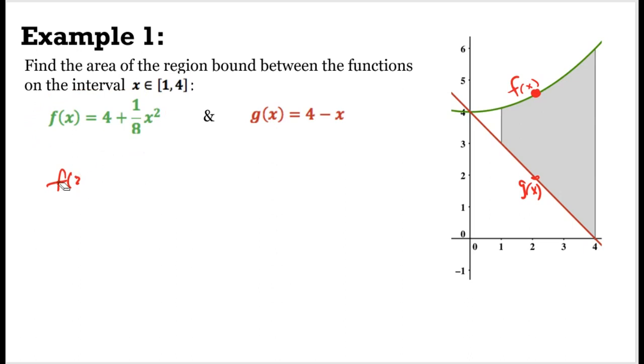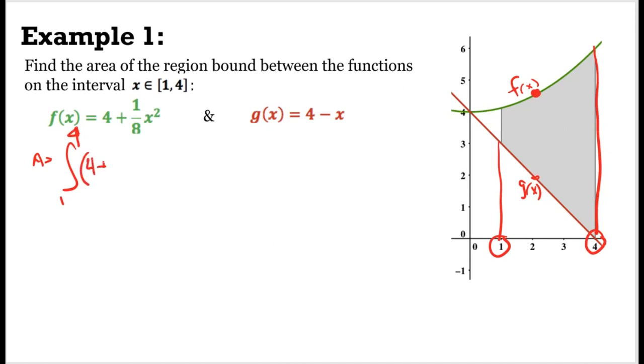So now that we've looked at how to identify top and bottom, we want to write our definite integral. Area is the definite integral. We see our shaded region starts at 1 and it ends at 4. We want to take our top function and minus our bottom function and put these all in brackets.